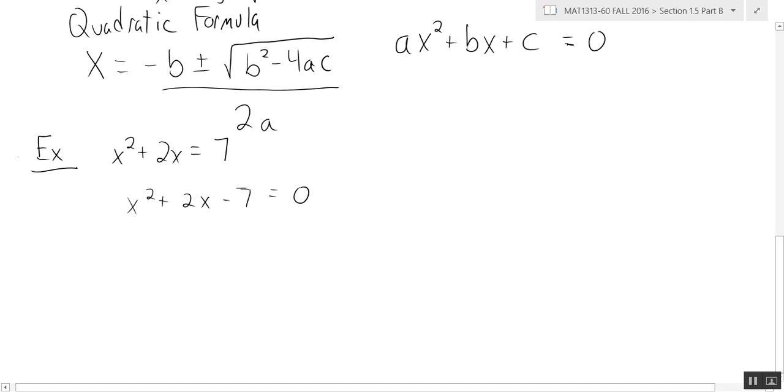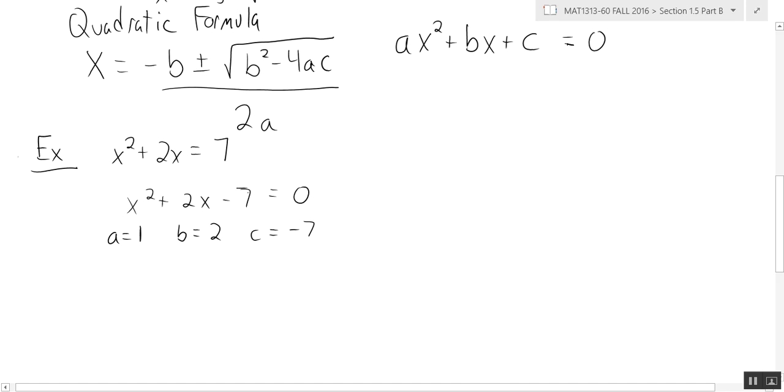Alright, the next thing I like to do is write down what a, b, and c are equal to. That way, whenever I look back, I won't have to keep looking back at the equation and figuring it out over time. I'll have it written down. So I have a equals a positive 1, because this is 1x squared. b equals a positive 2, right? And c equals a negative 7.